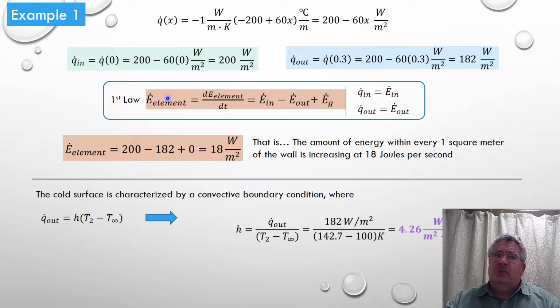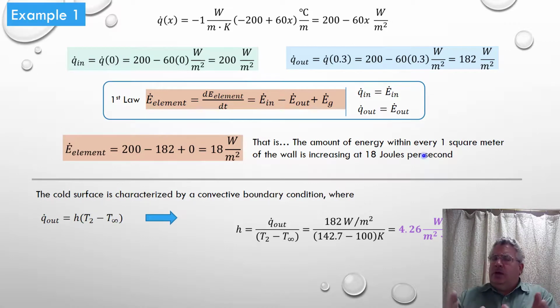The first law says that the rate of change of energy in the element is equal to E in minus E out plus E generated. Well, the problem doesn't provide us with any information about volumetric heat generation, so we're going to assume that's 0. And so what we end up with is 200 minus 182 plus 0 equals 18 watts per square meter. So what that's basically telling us is that the amount of energy within every 1 square meter of the wall is increasing at 18 joules per second.